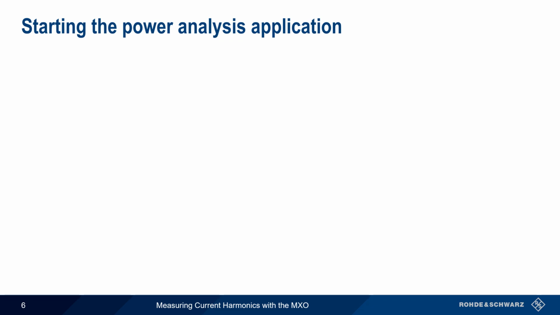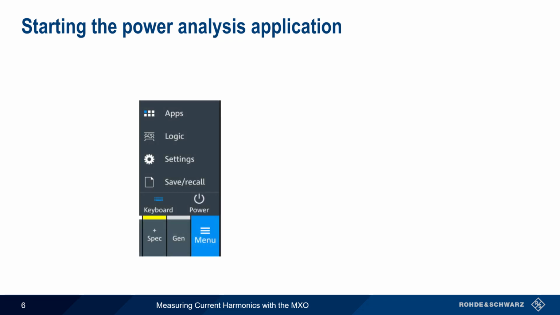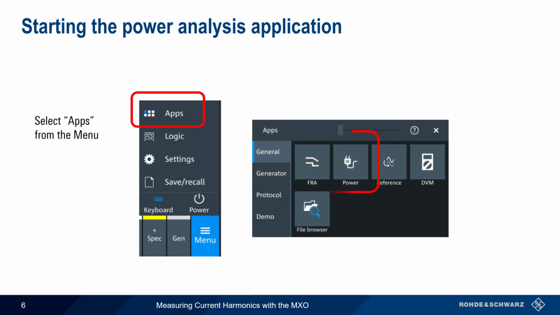To start the power analysis application on the MXO, choose Apps from the main MXO menu. Then select Power under the General tab. Remember that license option K31 must be installed in order to launch the power analysis application.